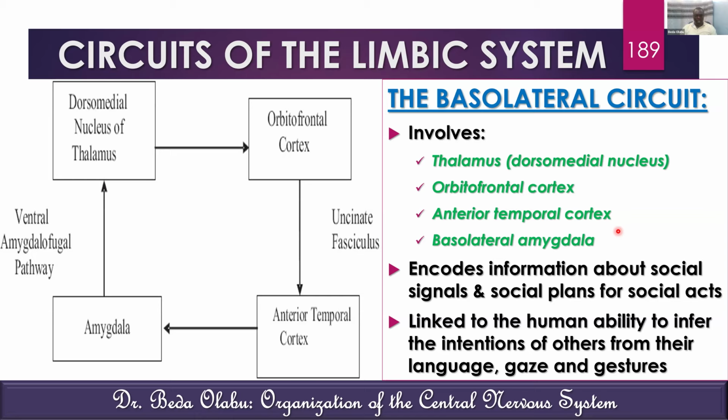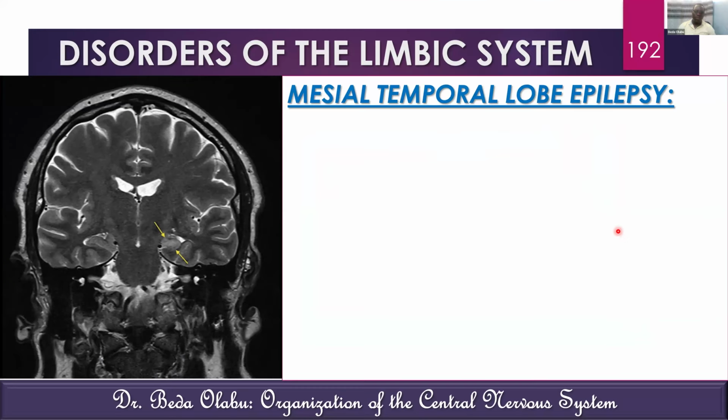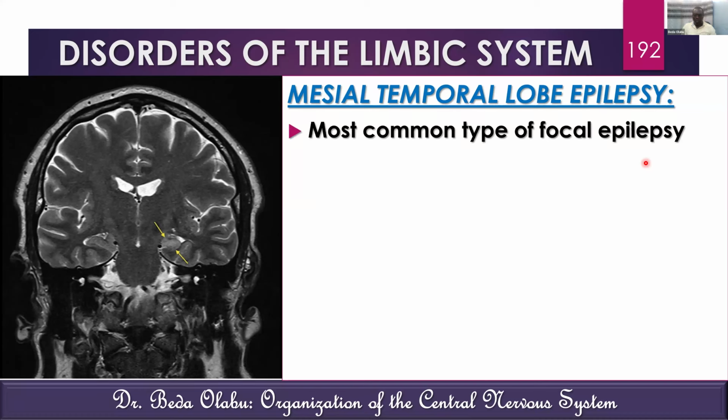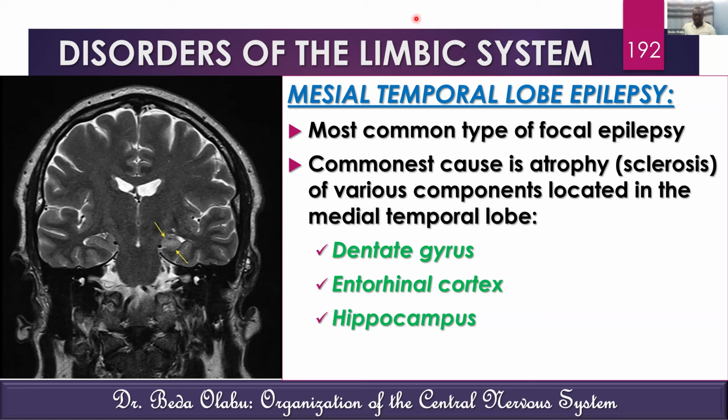All right, so those are the major circuits of the limbic system. We will now finish the long story by talking about some clinical aspects of the limbic system, and we'll start with the mesial-temporal lobe epilepsy. This is the most common type of epilepsy disorder, and especially the focal epilepsy disorders in adults. Its commonest cause will be atrophy or sclerosis of the various components of the hippocampal formations. We see atrophy involving the dentate gyrus, the entorhinal cortex, and the hippocampus there.